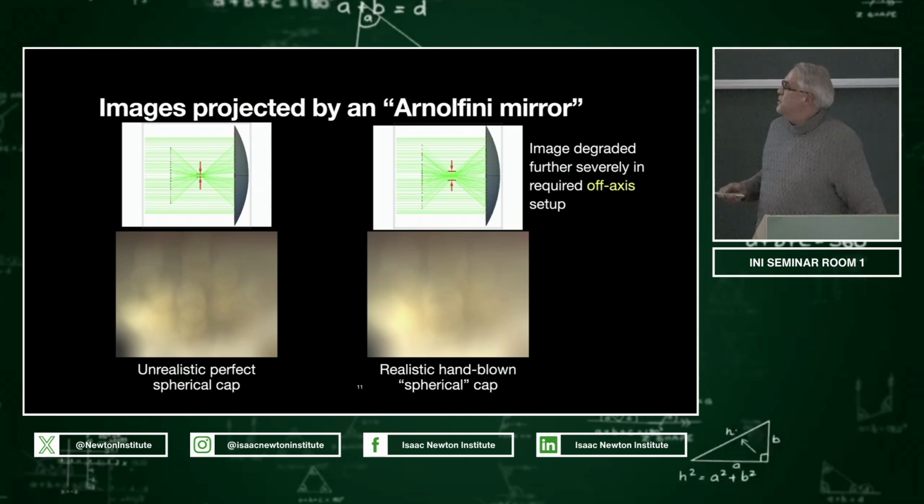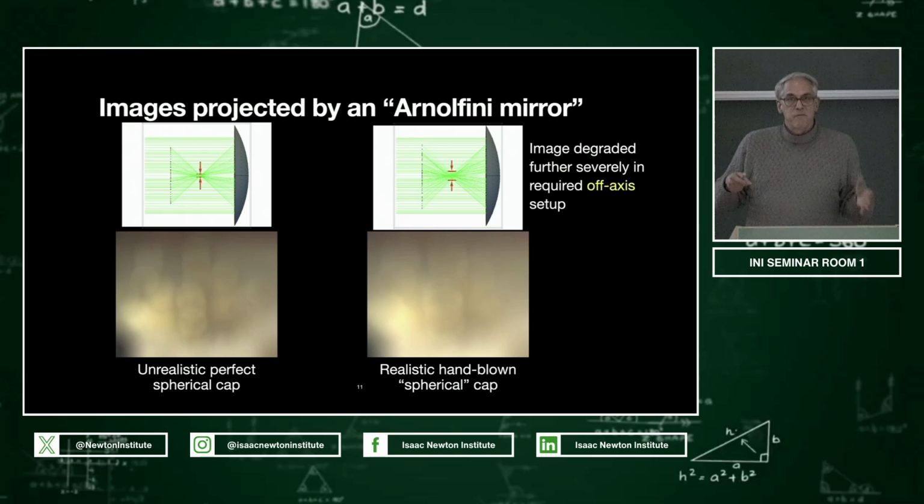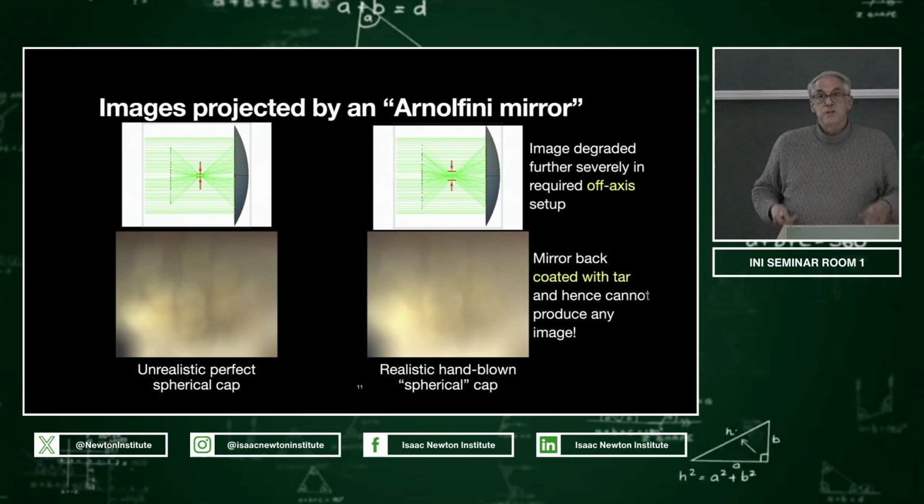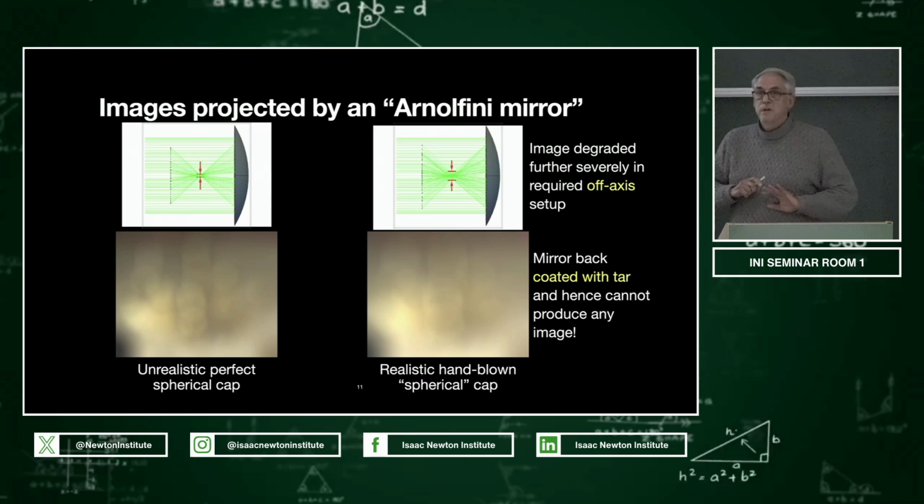I'm going to come back to the issue of off-axis aberrations. If you actually set up the system, you have to do it off-axis, and that gives it even worse. But it's even worse than that for the theory, because these mirrors at the time were blown from spheres of glass. They would put tin and mercury in them, cut them out, and then put tar on the back sides to keep it from tarnishing and so forth.